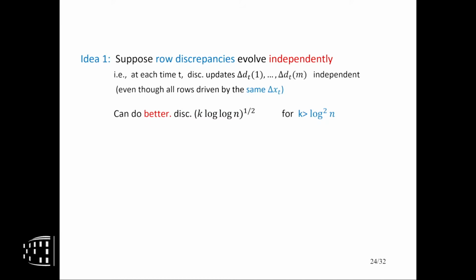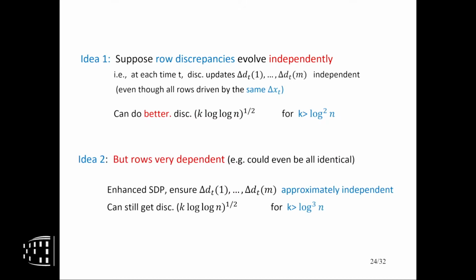And one can do a simple argument, which I might skip. But let's believe that in that case, you can do better. Life is good. Everything is random. But as I said, this is like a pipe dream. Rows could be very dependent. Could be all identical for all you know. So what does it even mean, you're dependent? Turns out you can enhance the SDP even more and get this property, and then everything goes through. So that's the new idea.